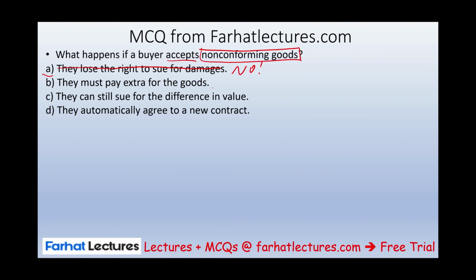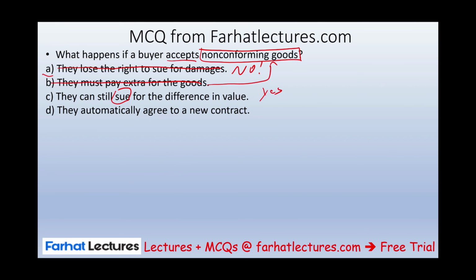B, they pay extra for the goods. Not at all. Those goods are non-conforming goods. They don't have to pay extra for that. This is an easy elimination. C, they can still sue for the difference in value. Can they do that? And the answer is yes. You could still sue. First of all, you don't have to accept. Even if you accept, you could still sue for the difference in value.